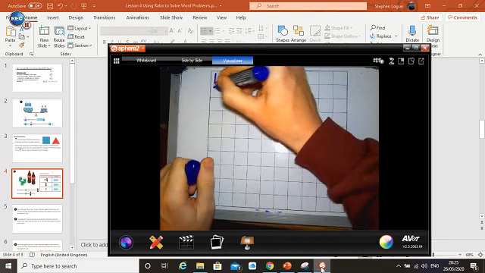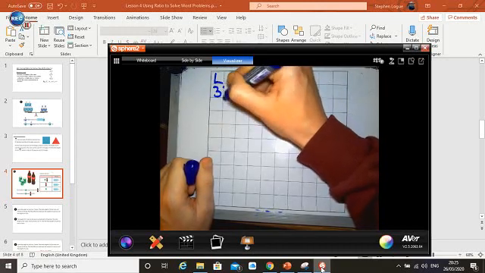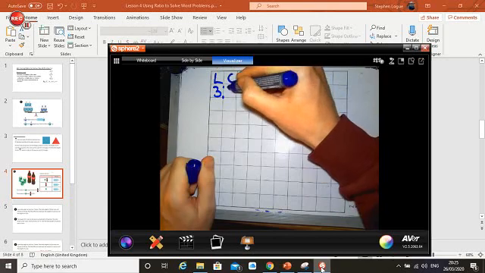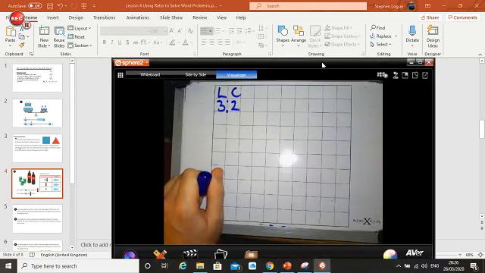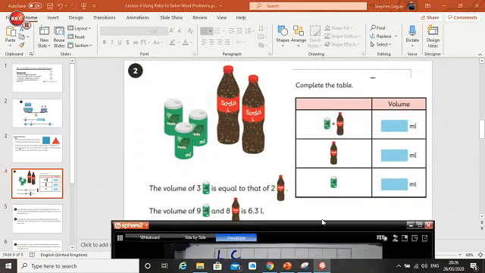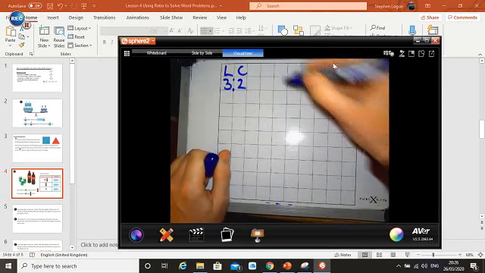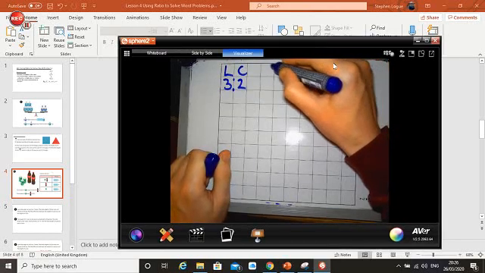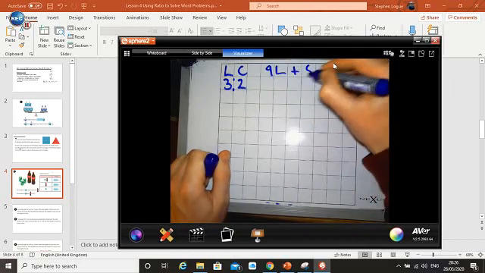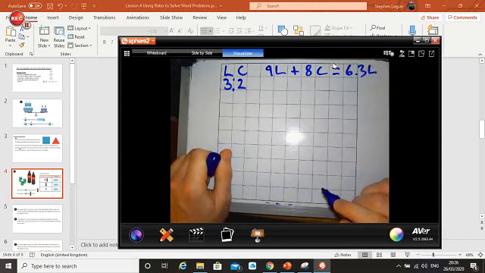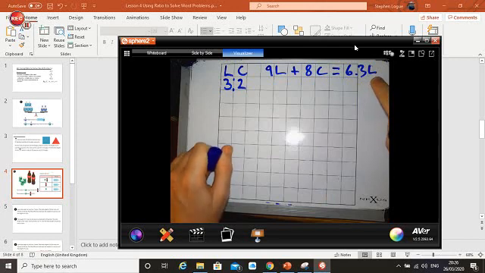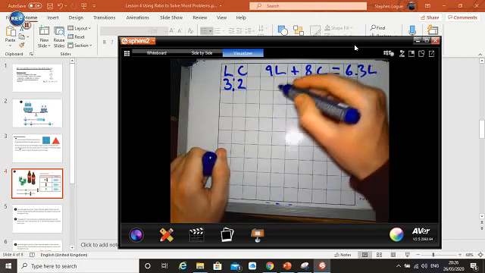Now to find out how much 1 cola is in millilitres, 6,300 divided by 14. 14s into 6 we can't do. 14s into 63 is 4 times, that's 56, with 7 left over. 14s into 70 is 5 times, 14s into 0 is 0. So 1 cola is 450 millilitres.